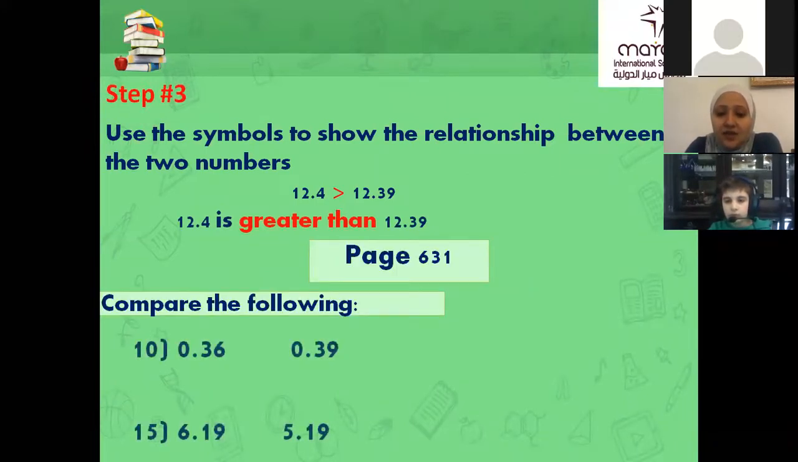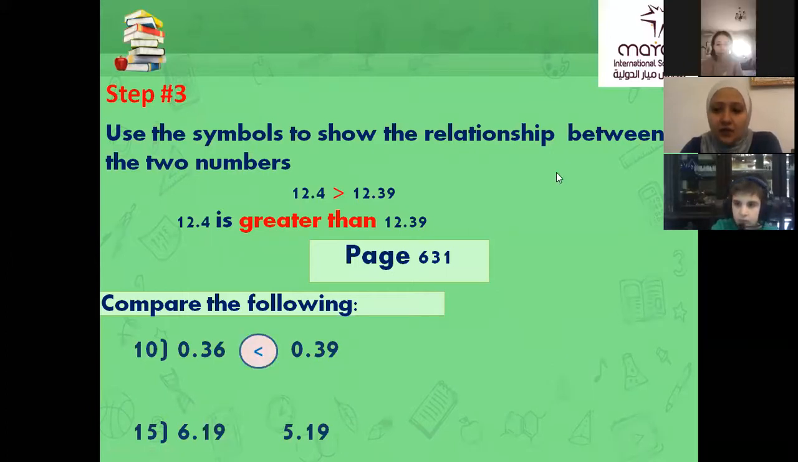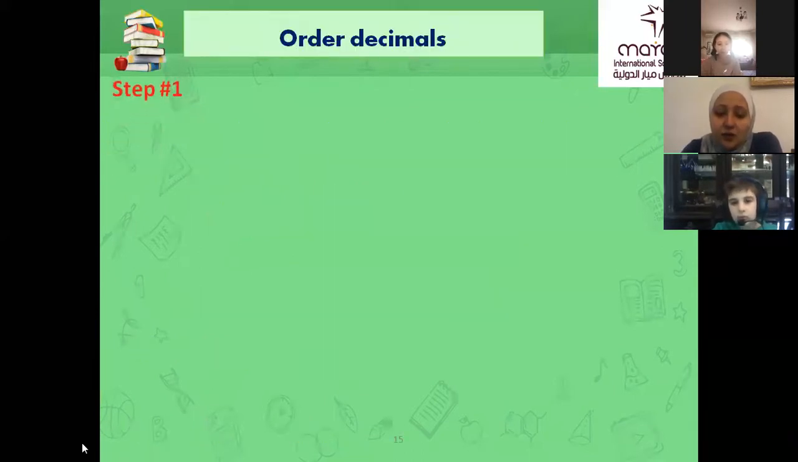Zaid, compare the first one. Which one is less? Which one is greater? The greatest is 0 and 39 hundredths. 39 hundredths is greater. Excellent. Rital, can you do the second one? Yes. The answer is 6.19. Excellent result. 6.19 is greater.